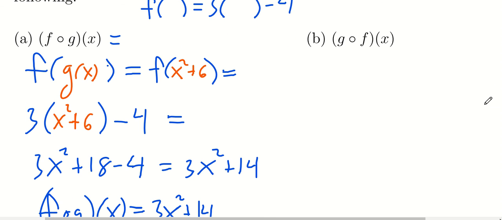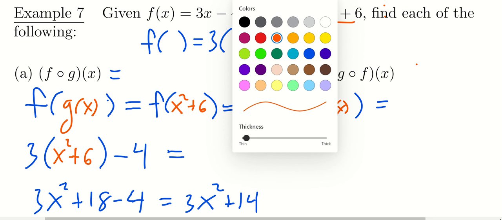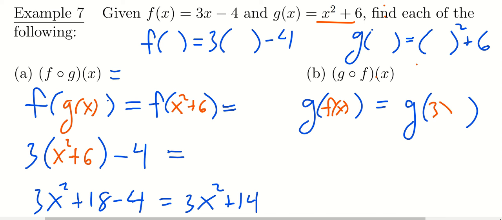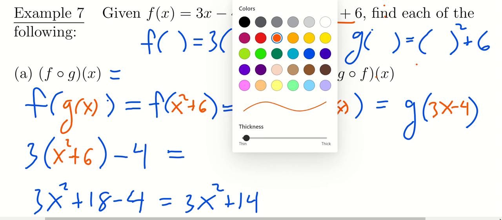Let's take a look at part B. If we want to do, let's say, g of f of x, this is by definition g of f. So now the innermost function is f of x. To help us get the ball rolling here, let's think about what g does. G is our outer function. The statement form for g looks like input squared plus 6. So whatever I'm going to plug into g, I'm going to take that input, square it, and add 6 to it. Well, what we're plugging into g, the inside part, is f of x, which is 3x minus 4.